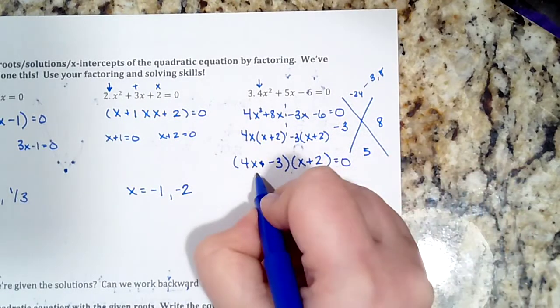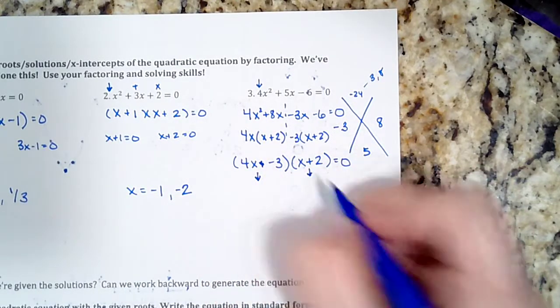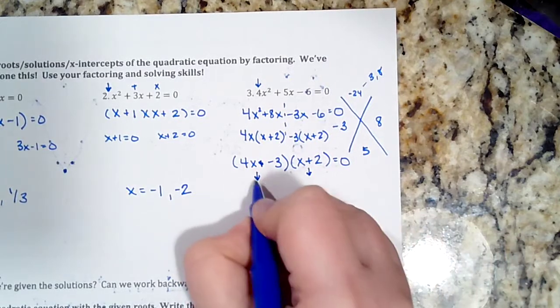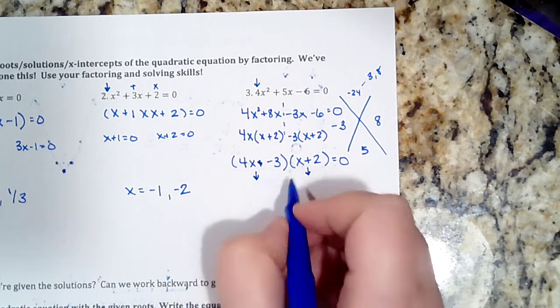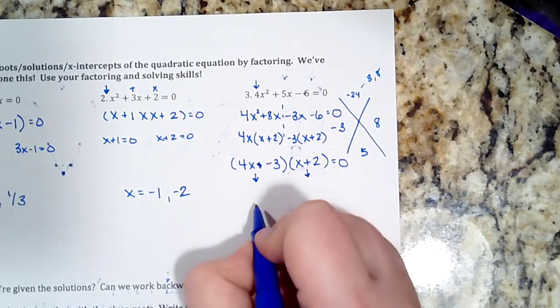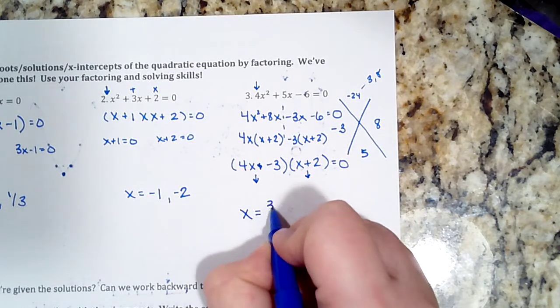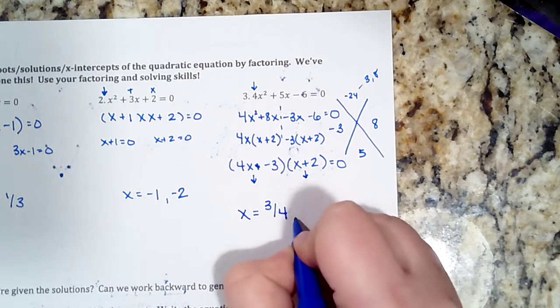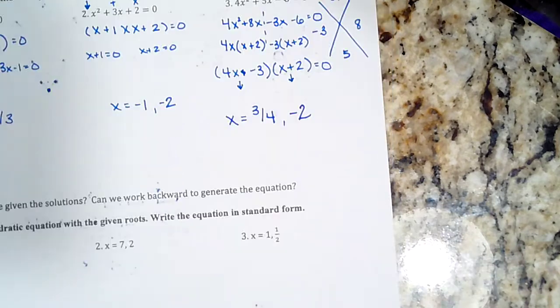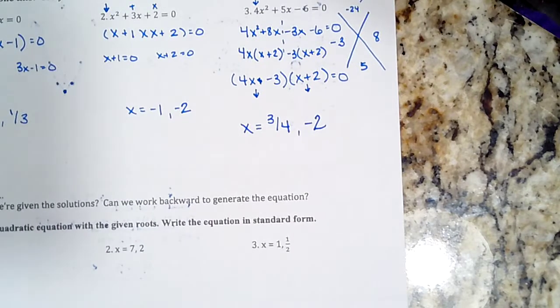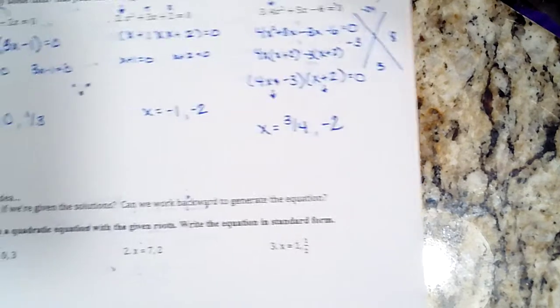And once I have a product, the same way I worked with the other ones, I'm still going to set each side equal to 0. Set this side equal to 0. Set this side equal to 0. When I solve, I'm going to add the 3 over. I'm going to get 4x equals +3, then divide both sides by 4. So I get +3/4. When I use the right side here, I get -2. So there are my solutions.